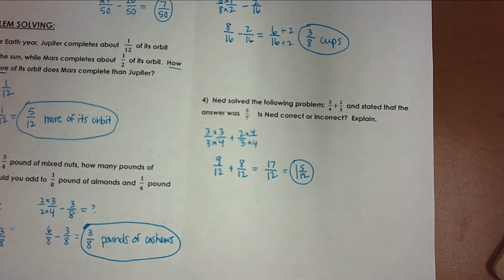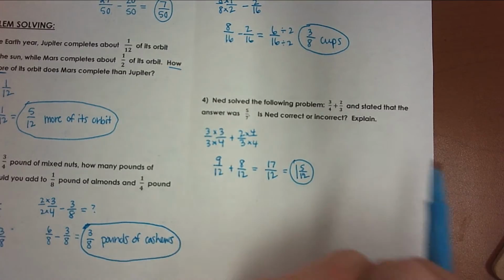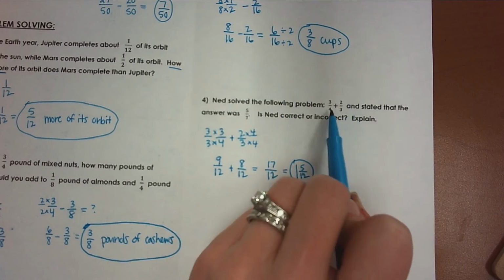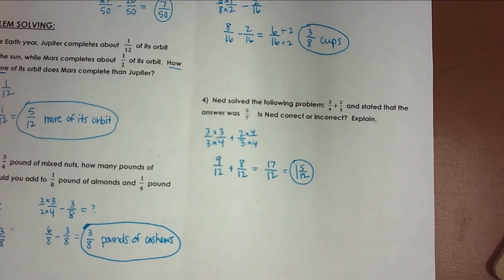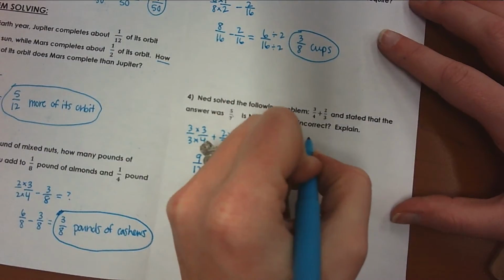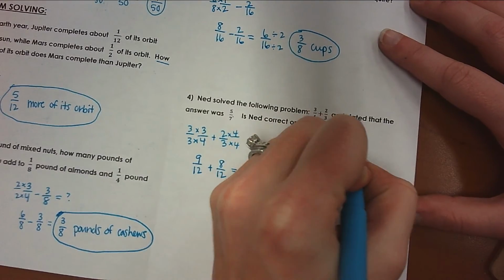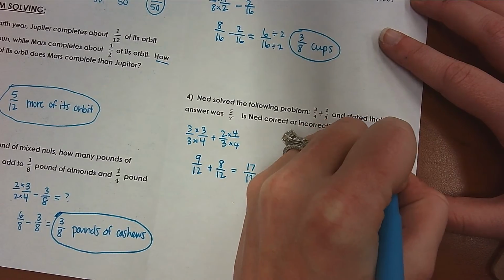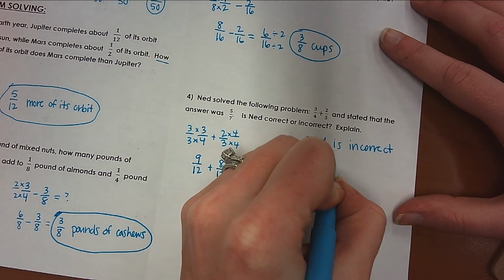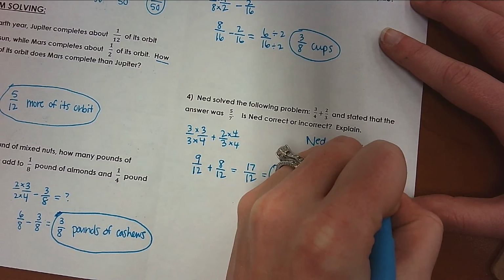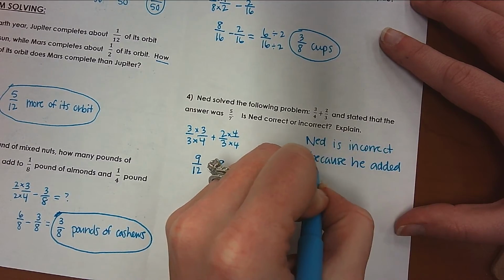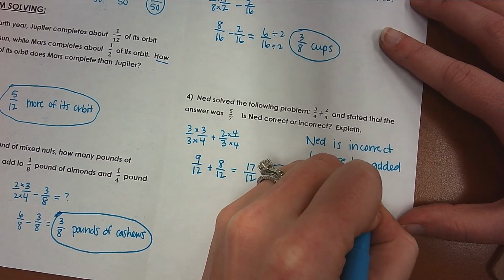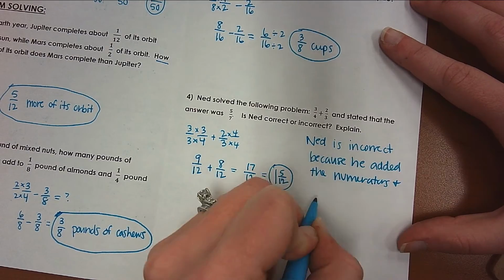In this case, I would say he's incorrect. And if I try and figure out his reasoning or his logic, it appears to me that he did 3 plus 2 is 5, and 4 plus 3 is 7. So he just added the denominators and added the numerators. But when we add fractions, we need to create a common denominator. And so I would say Ned is incorrect because he added the numerators and denominators.